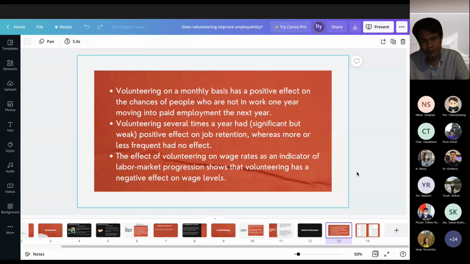And moreover, the effect of volunteering on wage rates, as an indicator of labor market progression, shows that volunteering has a negative effect on wage level.